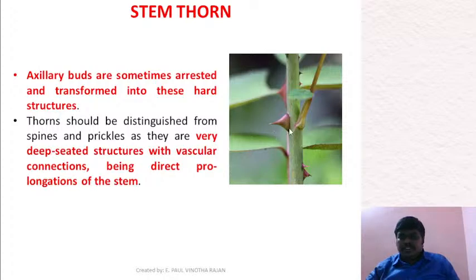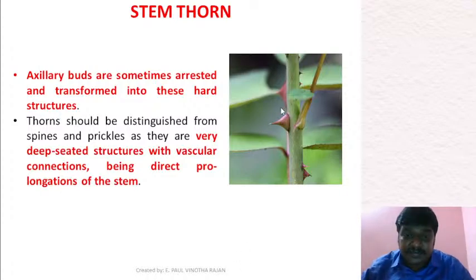Sometimes the axillary buds of stems form thorn-like structures. The axillary buds of the stem form a thorn. In the case of roses, you can see it like this. The buds become a thorn.